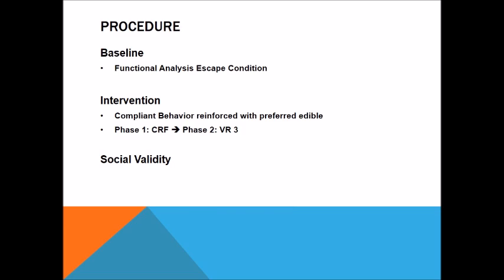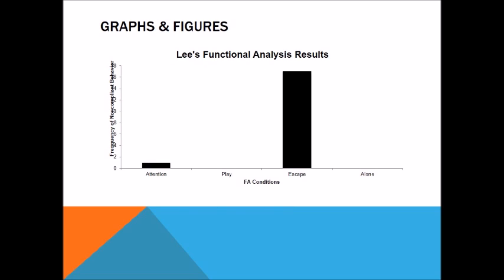A Likert scale from 1 to 5 was used to respond to questions such as, do you believe the treatment strategy helped the participant become more compliant, among others. Here is an example of the results we found from conducting our functional analysis on our participants.